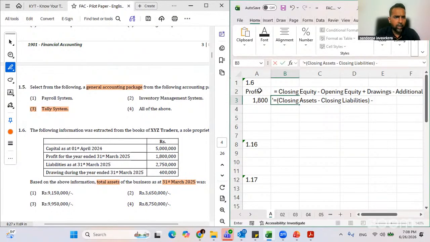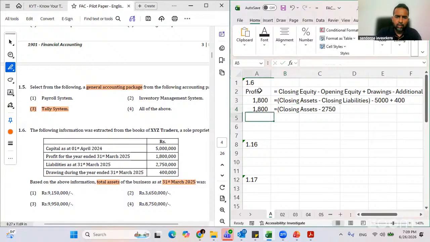Minus opening equity is 5,000 plus drawings 400. There's no additional capital. 1,800 equals closing assets minus closing liabilities are 2,750 minus 5,000 plus 400 is minus 4,600.